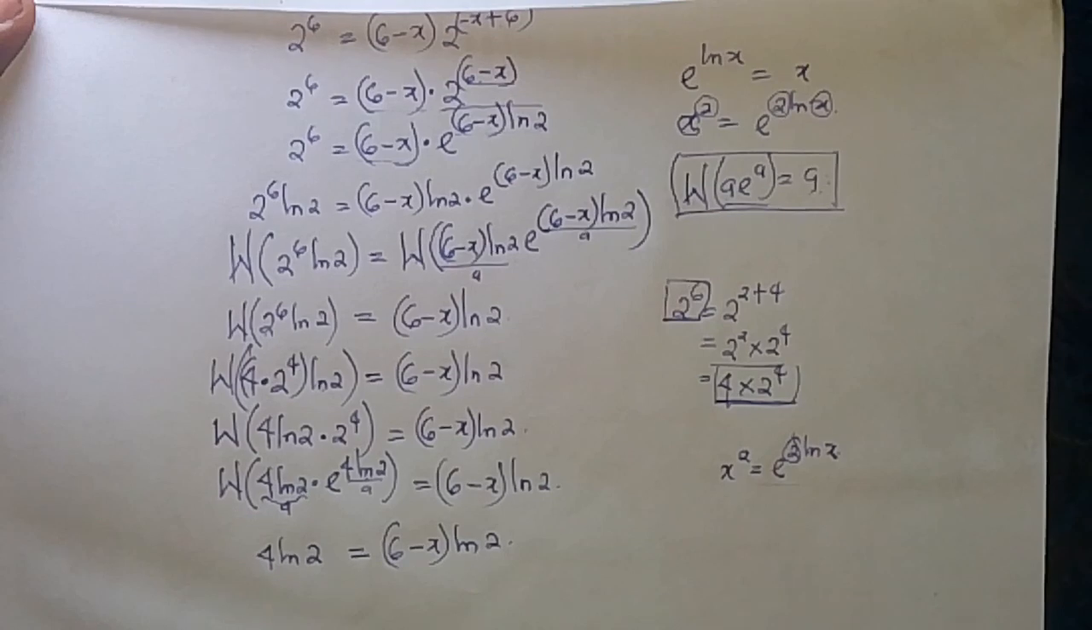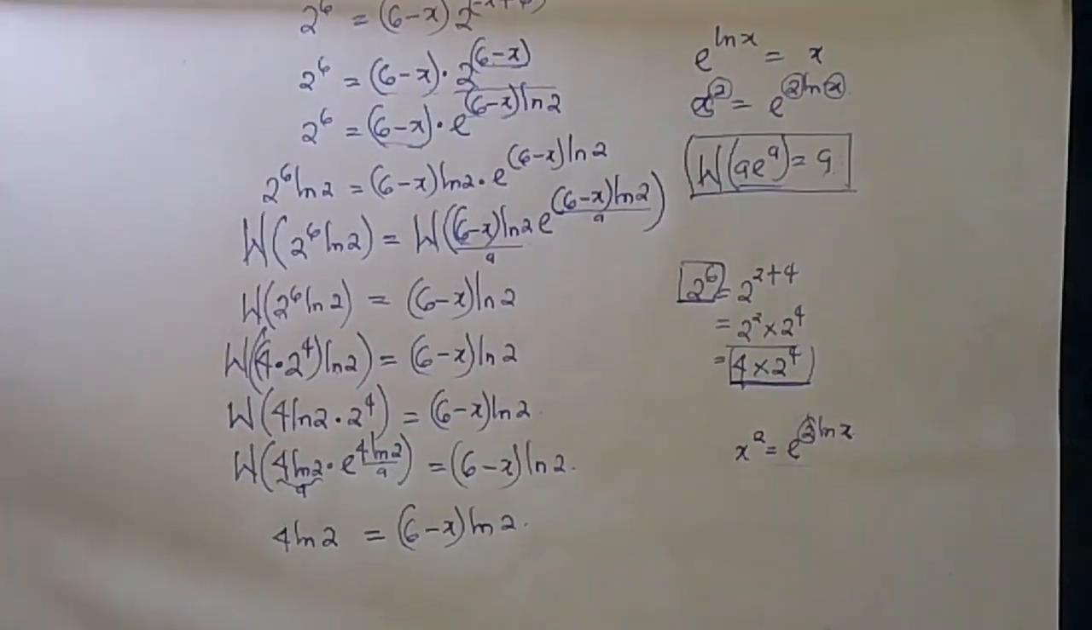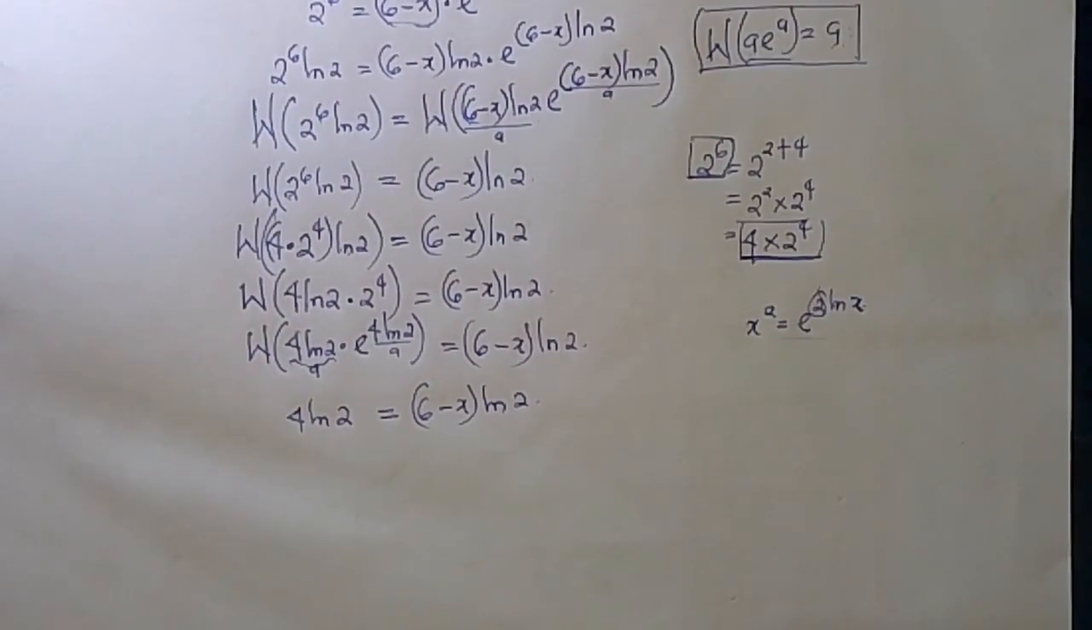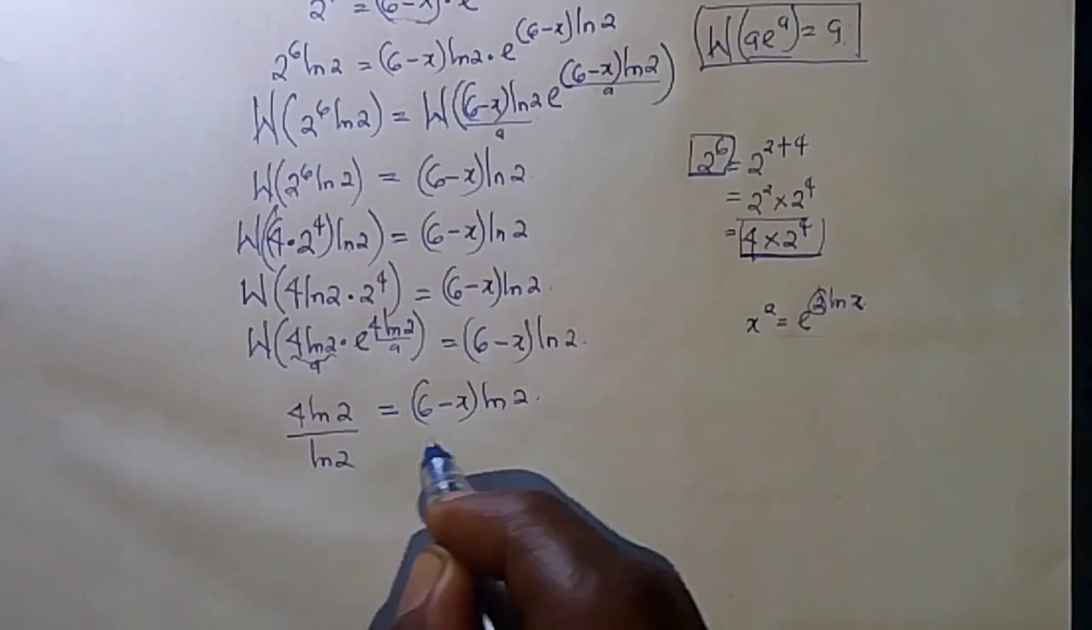So we can see that ln 2 is common to both sides. So since ln 2 is common to both sides, we have to divide through by ln 2. So let's divide through the equation by ln 2.